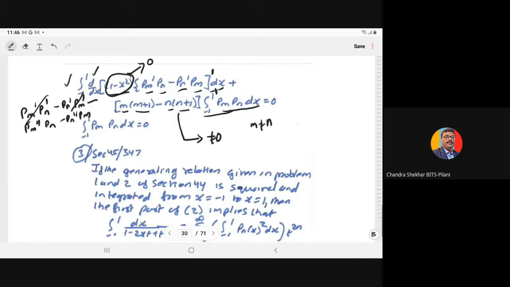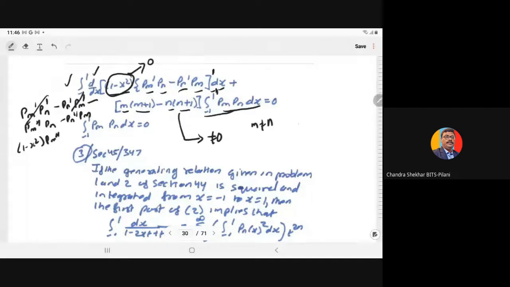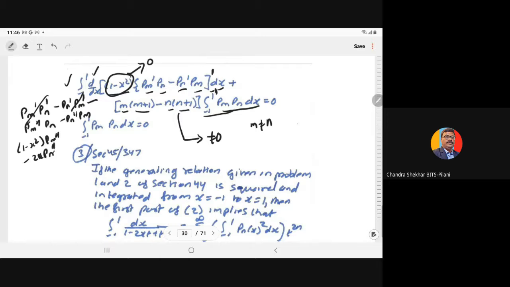Original equation you will get. What is the original equation? d/dx of (1 minus x square) Pm dash, right? Then (1 minus x square) Pm double dash minus 2x Pm dash. So that equation you will get.